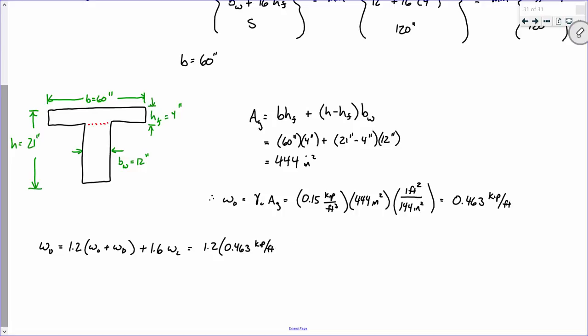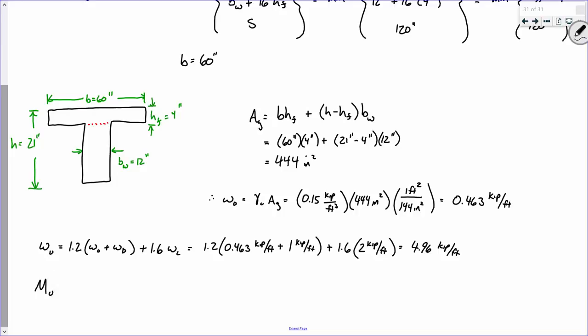Getting ahead of myself. Plus, and the dead load was what? 1 kip per foot. Plus 1.6 times, what's the live load? 2. And that comes out to be what? Say it again. 4.96. Do I have a second on that? There we go. All right. Now what? There we go.